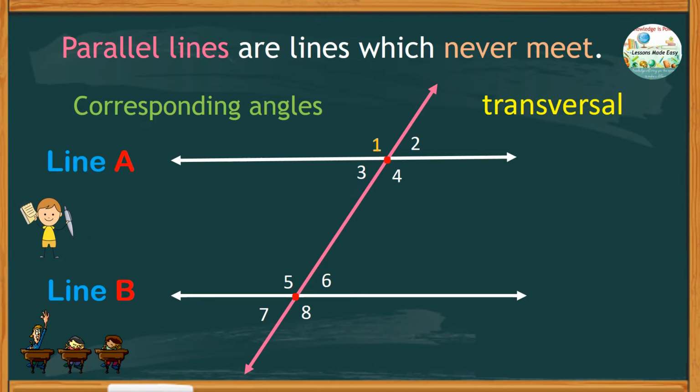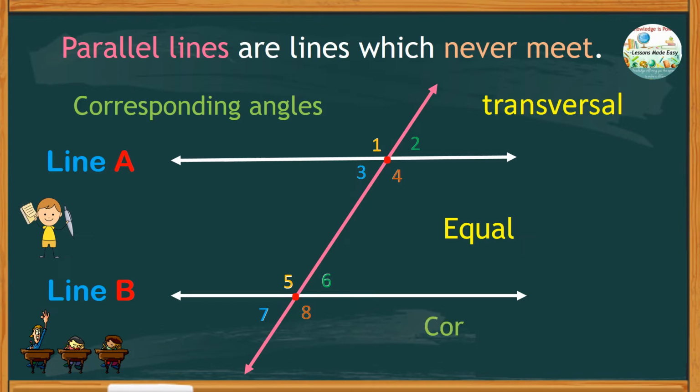Just the same, angle 1 is paired with angle 5, and angle 3 paired with angle 7. On the other side of the transversal, we have angle 2 paired with angle 6 and angle 4 paired with angle 8. Again, the pairs of corresponding angles are equal, regardless where you put the transversal. There is another way, though, to locate corresponding angles.